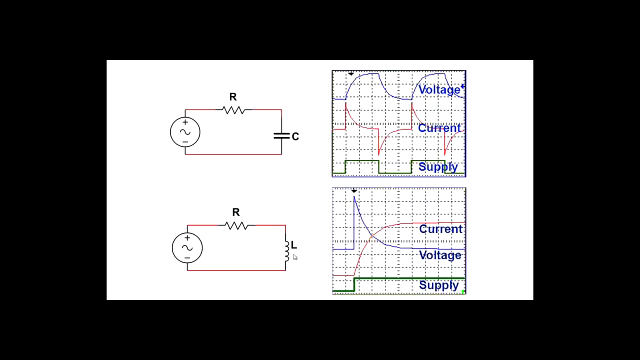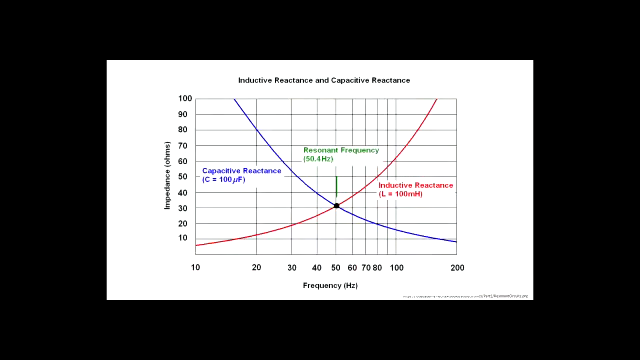In the coil or inductor, it's just the opposite. Sorry, the voltage builds up first, right here. Here's the voltage, and then the current starts flowing. All right. Now, here is the graph of the inductive reactance and capacitive reactance comparing to each other.